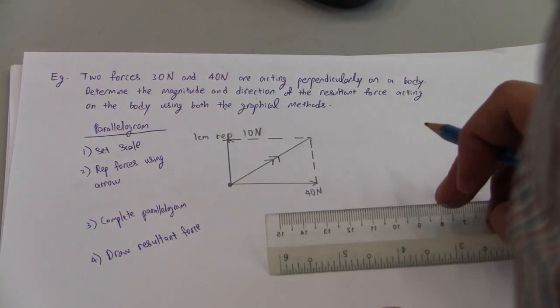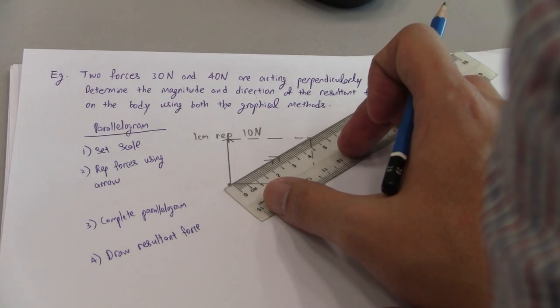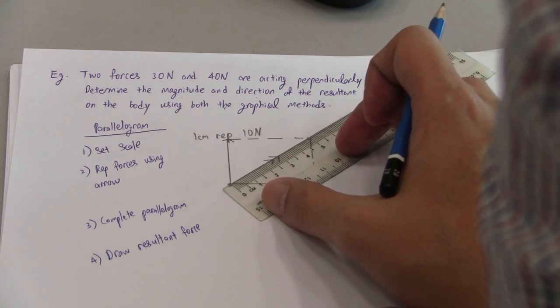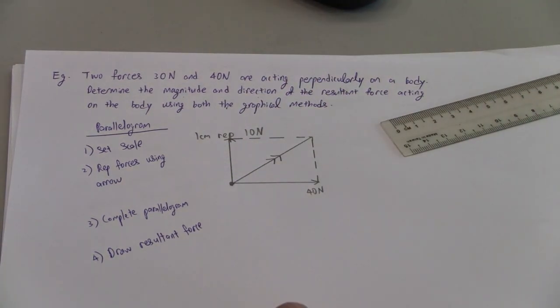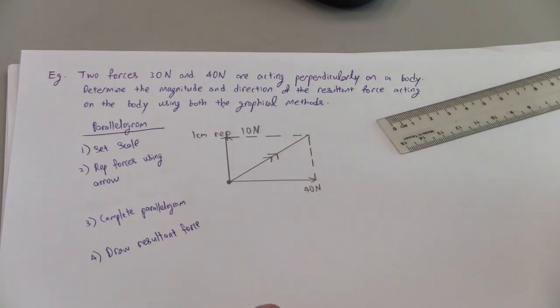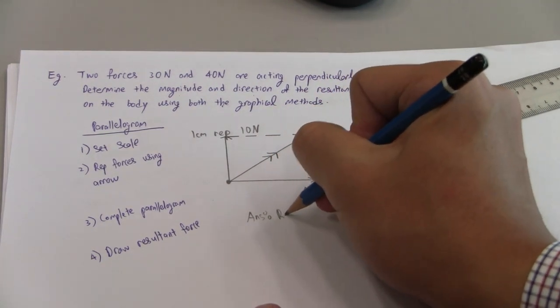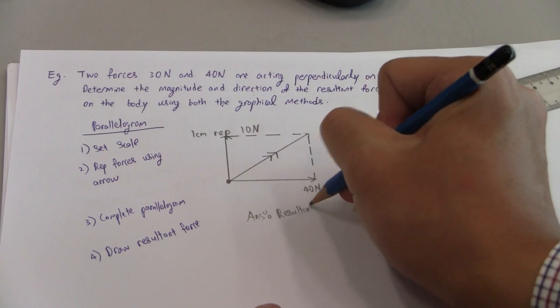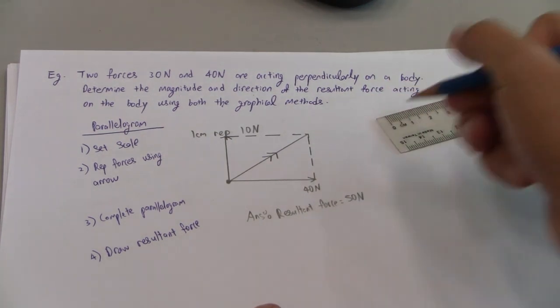For magnitude, we just need to measure the resultant force drawn. So use a ruler. I get 5 cm. Using my scale, 5 cm will represent 50 Newton. So my resultant force, my answer, is equal to 50 Newton.